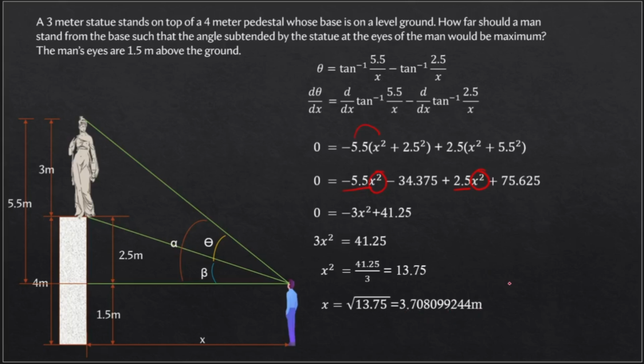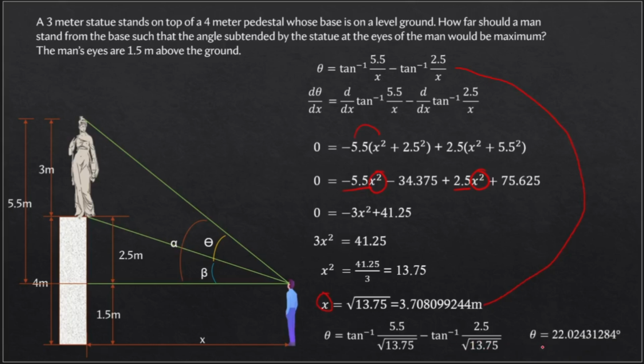3.71 meters approximately. Just an additional input, if you are tasked to solve theta, this angle, just use this distance and then substitute this to the original equation, which is this one. So you would have here theta equals arctangent of 5.5 divided by square root of 13.75, which is our value of x, minus the arctangent of 2.5 divided by square root of 13.75. Now plugging this in, this would give us theta equals 22.02 degrees approximately.